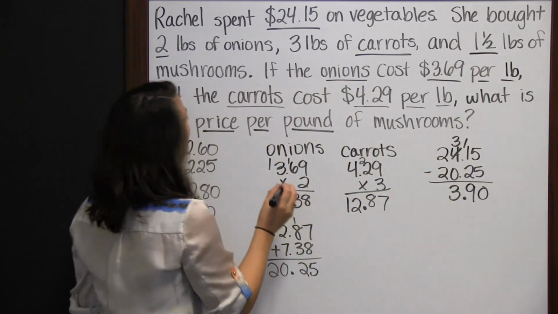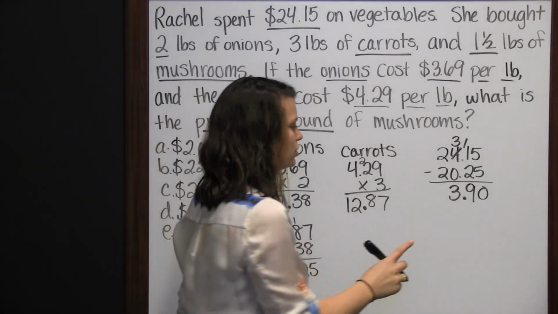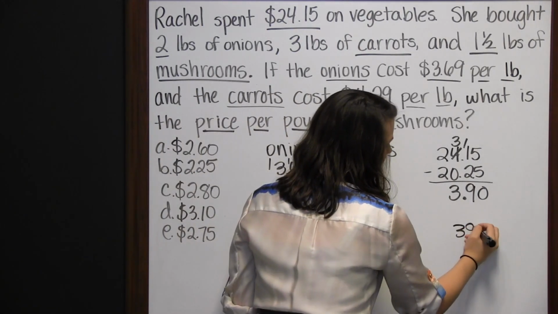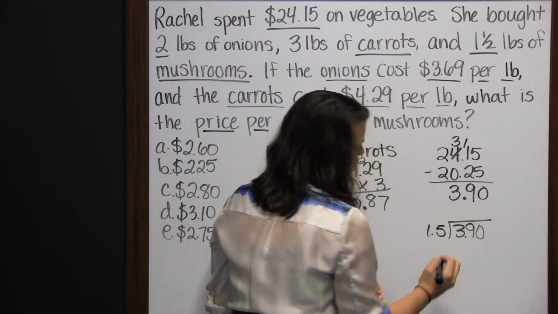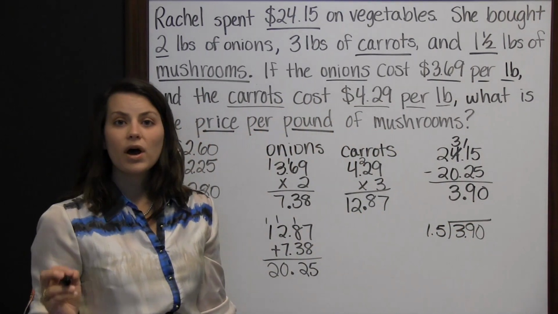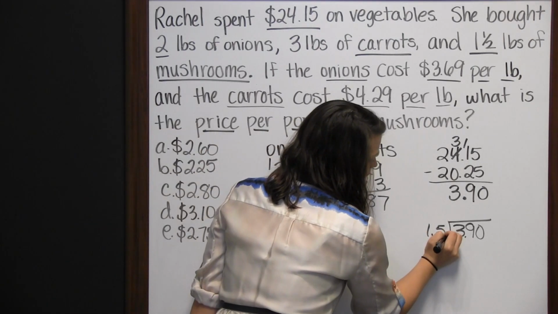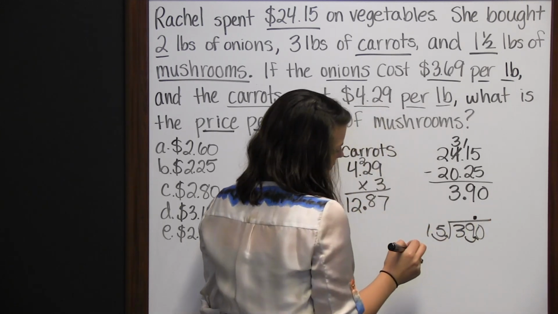She bought 1.5 pounds of mushrooms. So we need to take the total amount spent on mushrooms and divide that by how many pounds of mushrooms she purchased, which was 1.5 or 1 5/10. Now we need to move the decimal one place in both of our numbers, so that's where it is now.